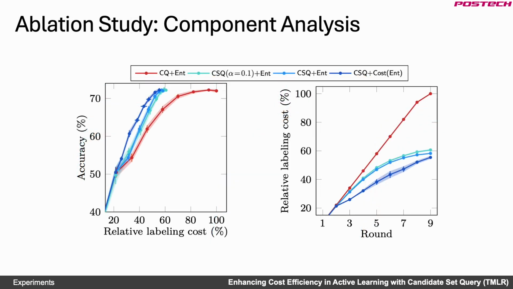In ablation studies, we compared four settings: CQ, CSQ with a fixed alpha of 0.1, CSQ with our cost-optimized alpha, and CSQ with cost-efficient sampling. When we compare the first two, it's shown that even applying CSQ alone significantly reduces cost. Optimizing alpha further improves efficiency, and our final method, CSQ with cost-efficient entropy sampling, achieves the best performance. So each component contributes to the cost efficiency.